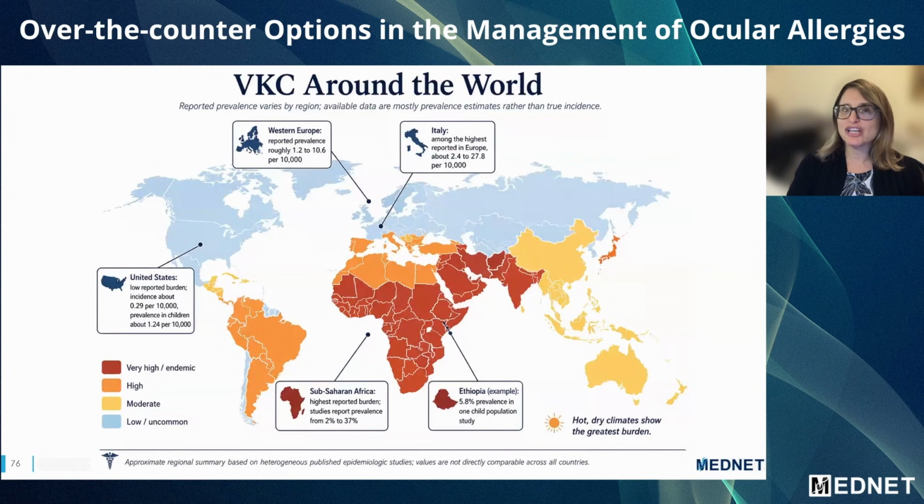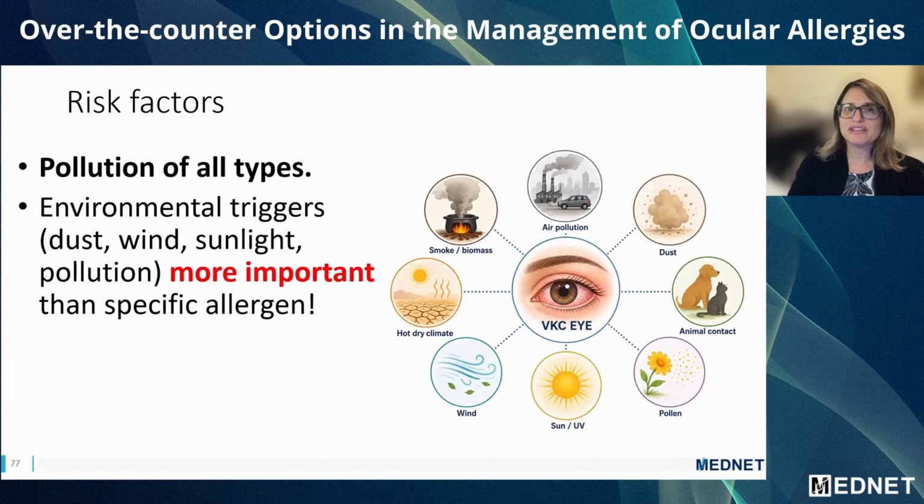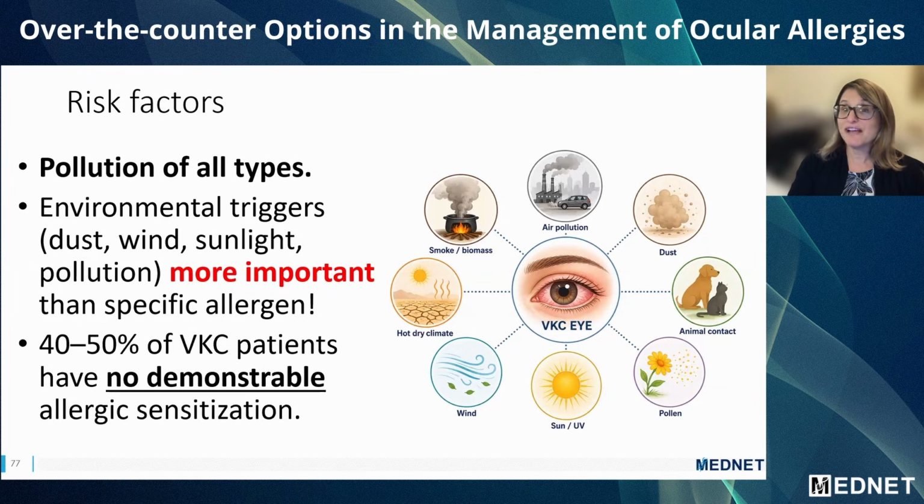And it always amazes me when I look at a map of VKC around the world. I'm here in Florida. I hardly see VKC, and my colleagues in India see so much of it, also in Africa. And so again, it just shows you that there are environmental contributors to VKC distribution. And the punchline is really pollution of all types, dust, wind, sunlight. That seems to be more important than a specific allergen like pollen. And in fact, some patients who have VKC, when you do allergy testing, they have no demonstrable allergic reaction to any one of the testable agents, but they look like they have an allergic conjunctivitis.